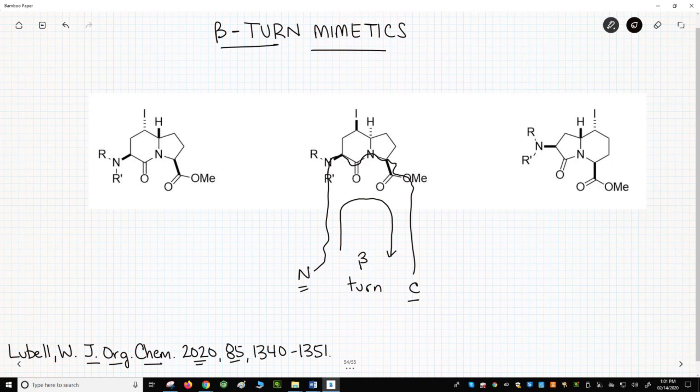In conclusion, the Lubell group used iodination chemistry to perform transannular cyclizations in the synthesis of beta turn mimetics. If you want to see more details about this chemistry, then check out the reference on this slide or in the video description. The description also contains a link to the Lubell Research website.